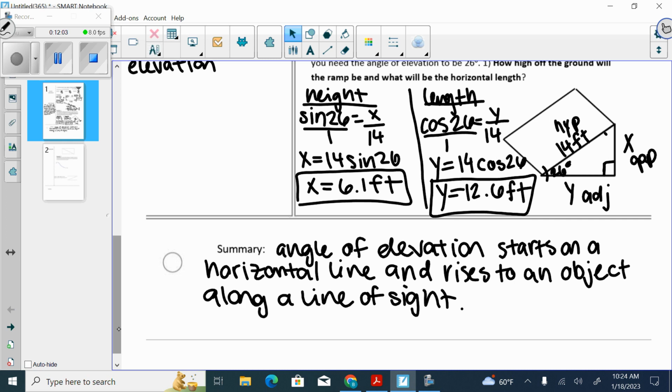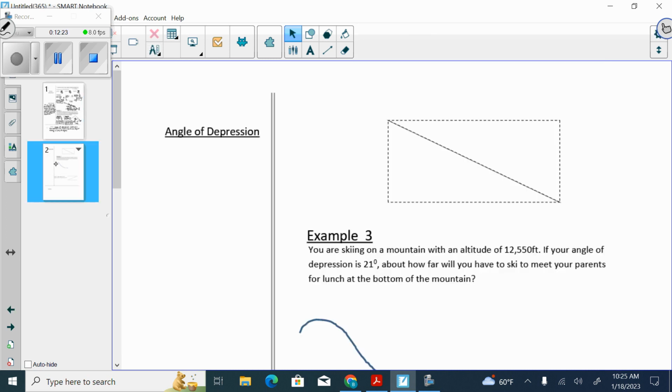Alright, so now that we know what an angle of elevation is, we said it means we're looking up at something. If you flip it over onto the back, we're now going to define an angle of depression. Well, if an angle of elevation means I'm looking up at something, what do you guys think an angle of depression is? Looking down at something, right. So that's what we're going to write over here for our definition. If you look down at an object.